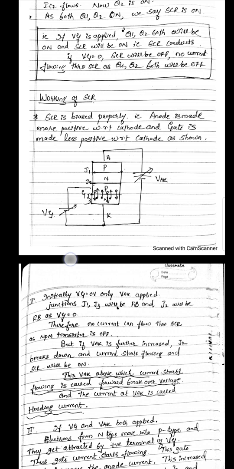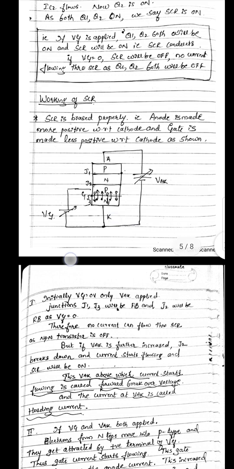Now the SCR is on because the current is flowing here. We can say SCR is on. So now the SCR has become on, meaning current is flowing through the SCR, though VG applied is 0. Though there is no VG applied, the current is flowing. But for the current to flow through the SCR without VG, the VAK requirement will be more.